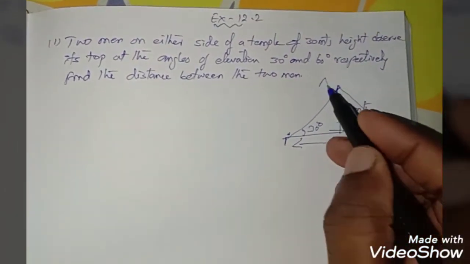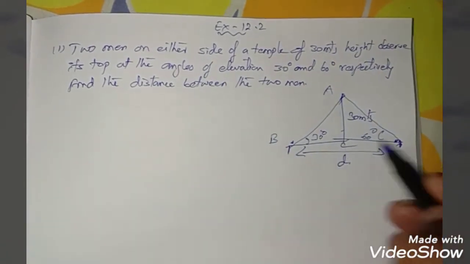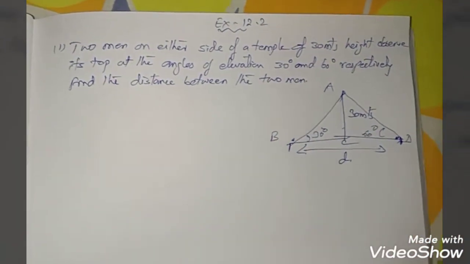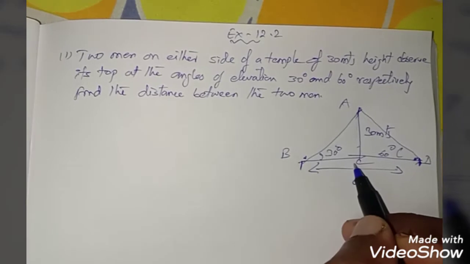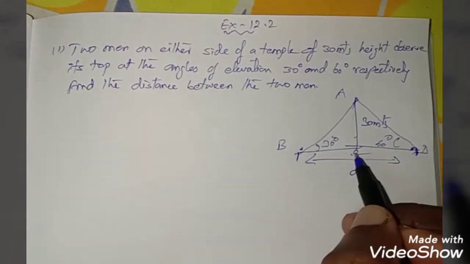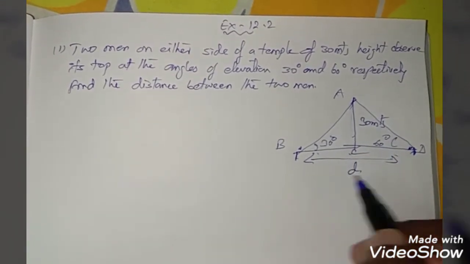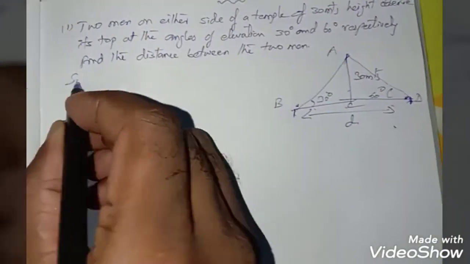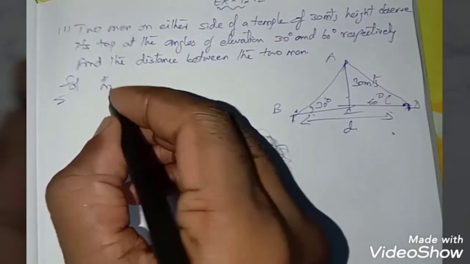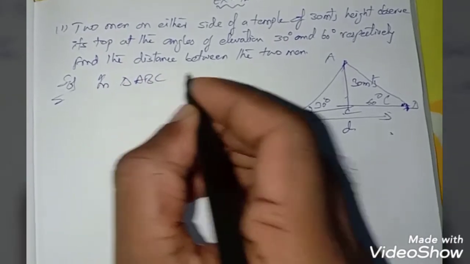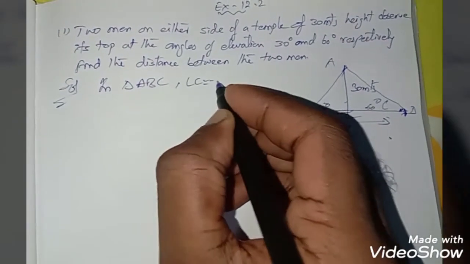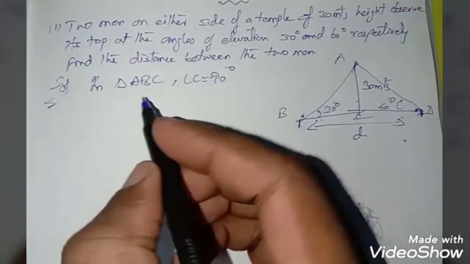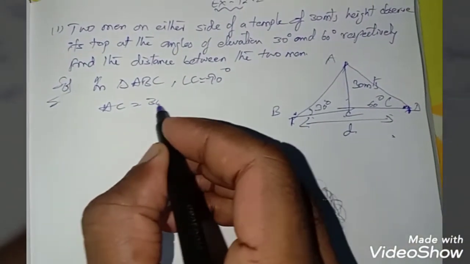Right. Now if I name this as A, B, C and D, first you find the distance of BC, then you find the distance of DC, then add these two, you will get this total distance. Now if I take triangle ABC, angle C is equal to 90 degree, and AC is equal to 30 meters.